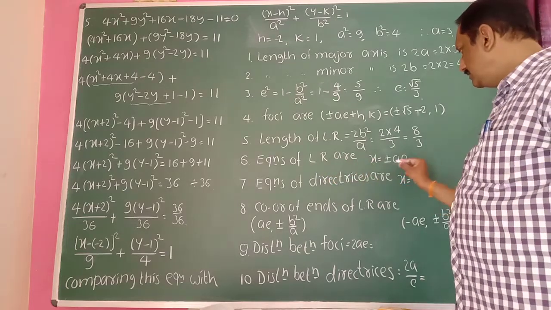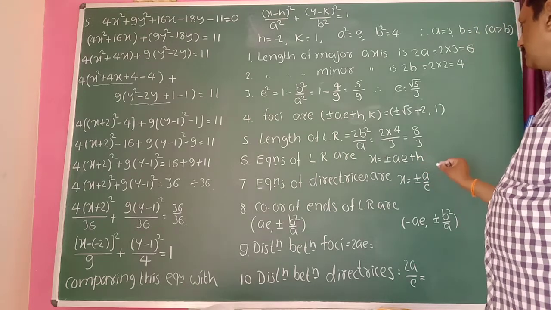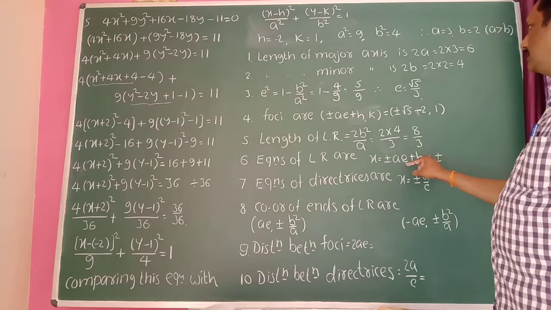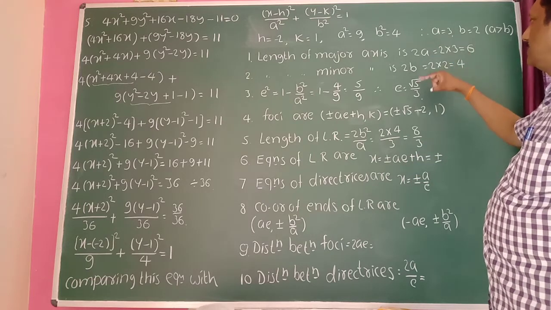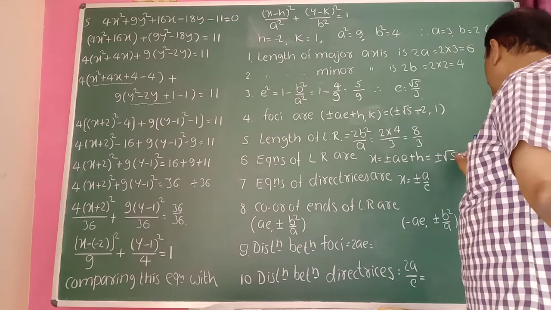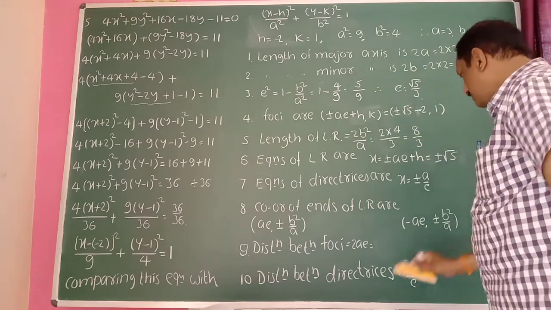Equations of the latus rectum. Here x is there, so adding h. This is equal to plus or minus a into e. The a value is 3 and the e value is root 5 by 3, so root 5, plus the h value minus 2. So it is x equals minus root 5 minus 2.